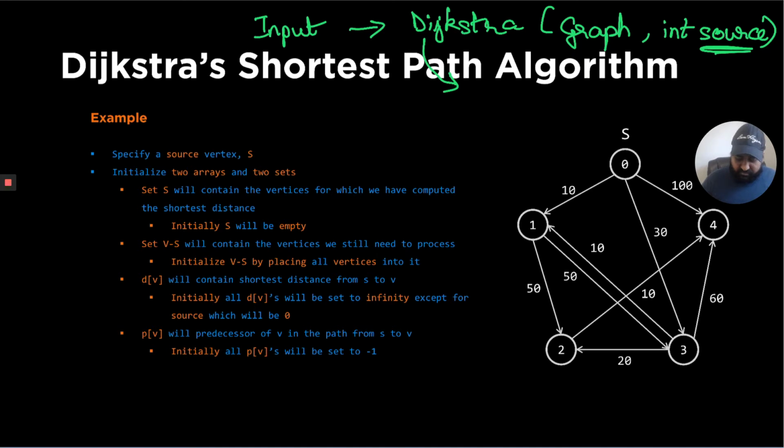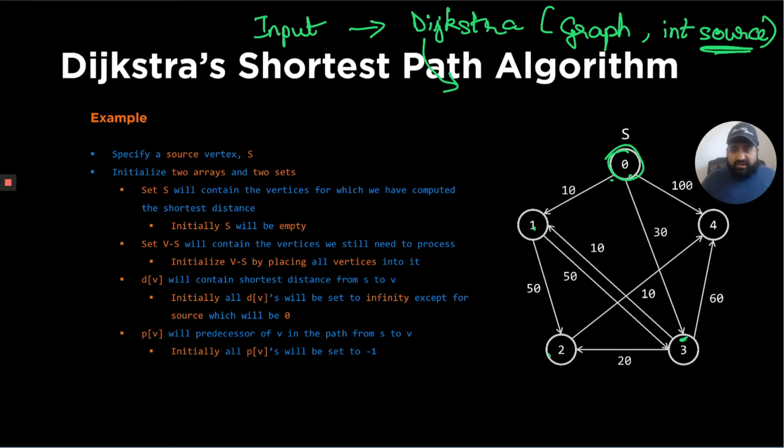So let's say for this particular graph, if I pass in the source as 0, the algorithm should give me back all the shortest paths between 0 and 1, and then 0 and 2, what's the shortest path between 0 and 3, and 0 and 4, and so on.